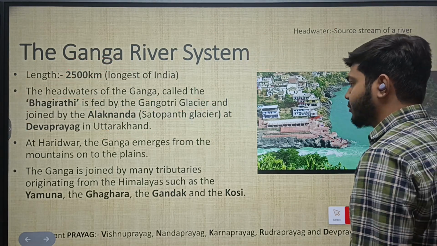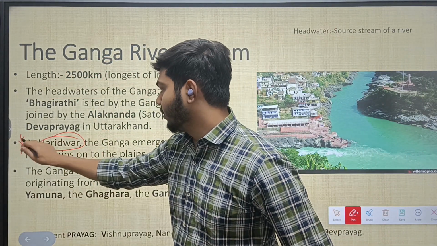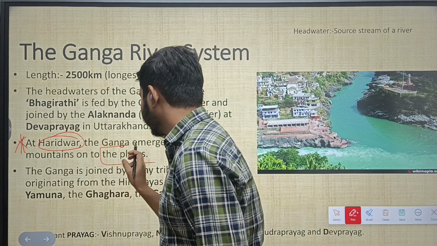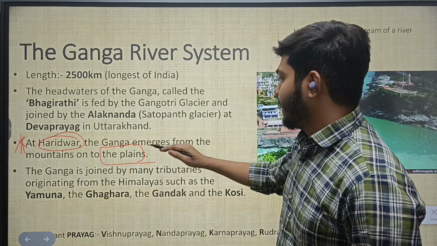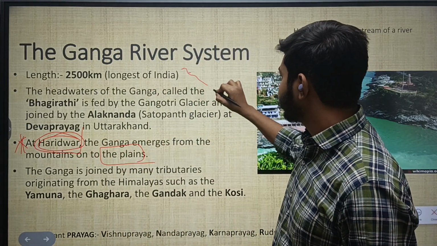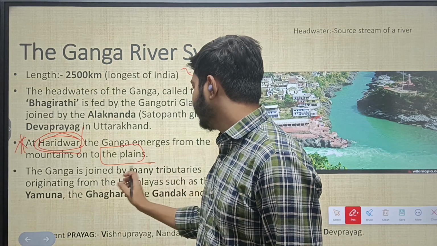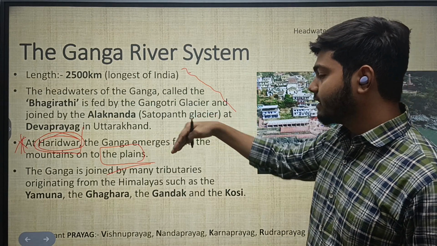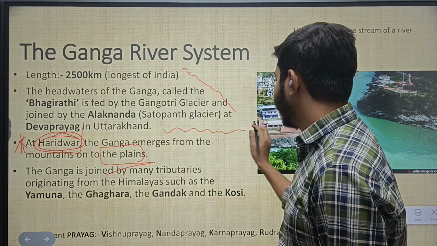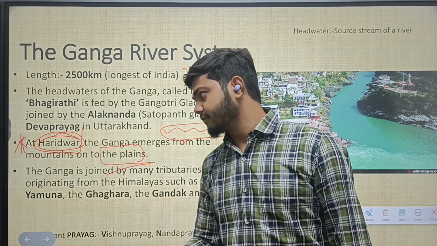Now let's move to the next point, which is at Haridwar. Okay, this is also an important point. At Haridwar, the Ganga emerges from mountains to the plains. Till Haridwar, the Ganga river is flowing on very steep slopes or mountains, but after reaching Haridwar, the Ganga river emerges onto the plain and flows horizontally over the land surface.